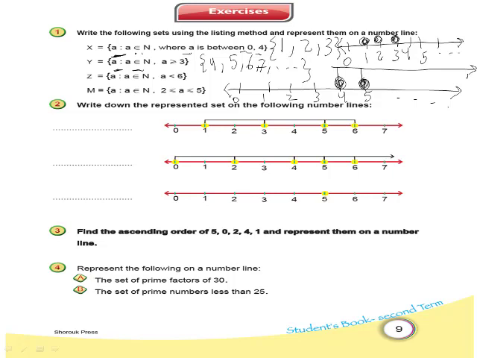Okay, write down these numbers represented on the number line. As we see here, the numbers denoted on the number line are 1, 3, 5, and 6. And the numbers denoted on the next number line are 0, 2, 4, 5, 6, and so on. And the last one is 5 on.